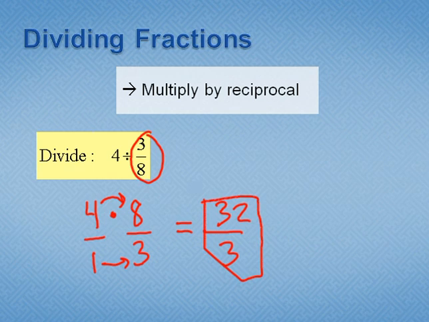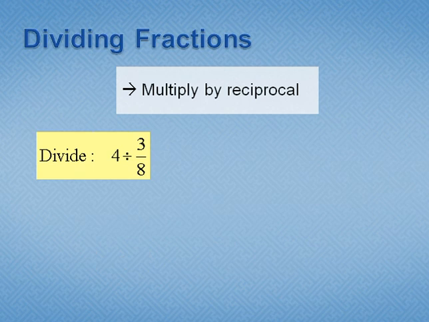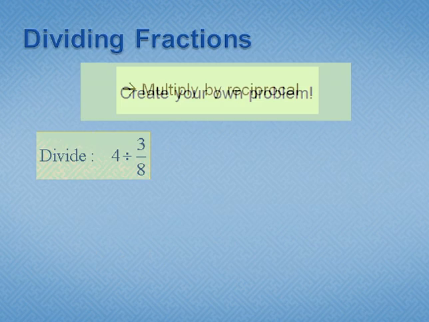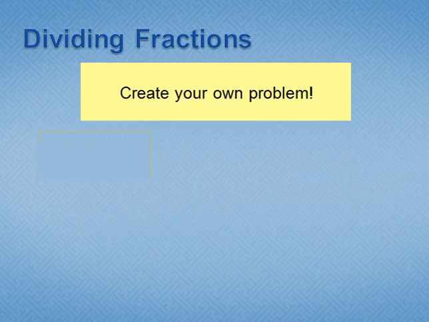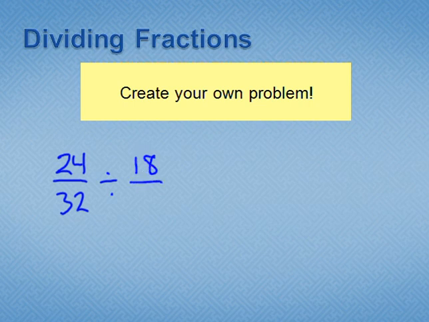And as we did before, it's important that you make up your own problems and practice until you can get 2 to 3 correct in a row. So go ahead and pause the video after I create a problem, and then you can try it out on your own and see if you get it right. So here's a random problem, like literally, 24 over 32. Then divide this by, let's say, 18 over 20. Pause the video, try it on your own, and come back.